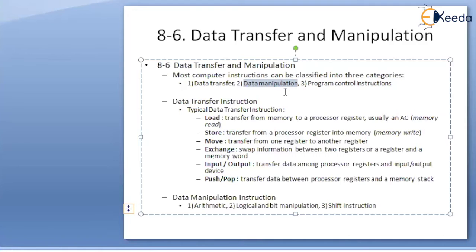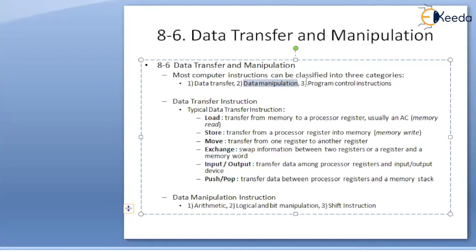For example, addition. Addition is going to manipulate the data, right? The contents before the addition and after the addition of a register may not be the same. Especially the destination register holds the output of the addition. The output of the addition will be different from the inputs, those two operands that took part in that particular operation. So when data manipulation instructions get executed, the data will get manipulated.